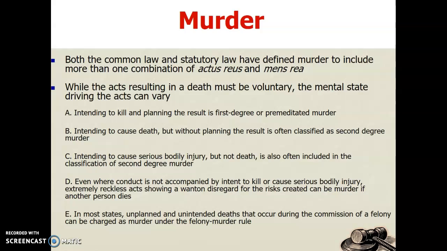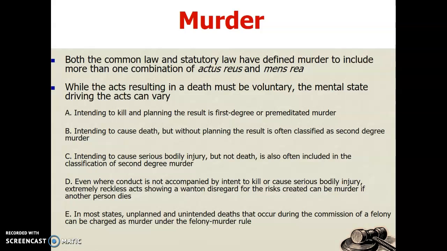Even where conduct is not accompanied by intent to kill or cause serious bodily injury, extreme reckless acts showing a wanton disregard for the risk created can be murder if another person dies. It's a big long sentence, but essentially what it means is that when your conduct is so extremely reckless and there's just a complete disregard for the risk that you've created, and you end up killing somebody or murdering somebody, you can also be charged with second-degree murder. You don't have that premeditation, which is the important part of first-degree murder, but you can't go out and do something crazy and then say, oh, it was an accident, I didn't mean to kill somebody.